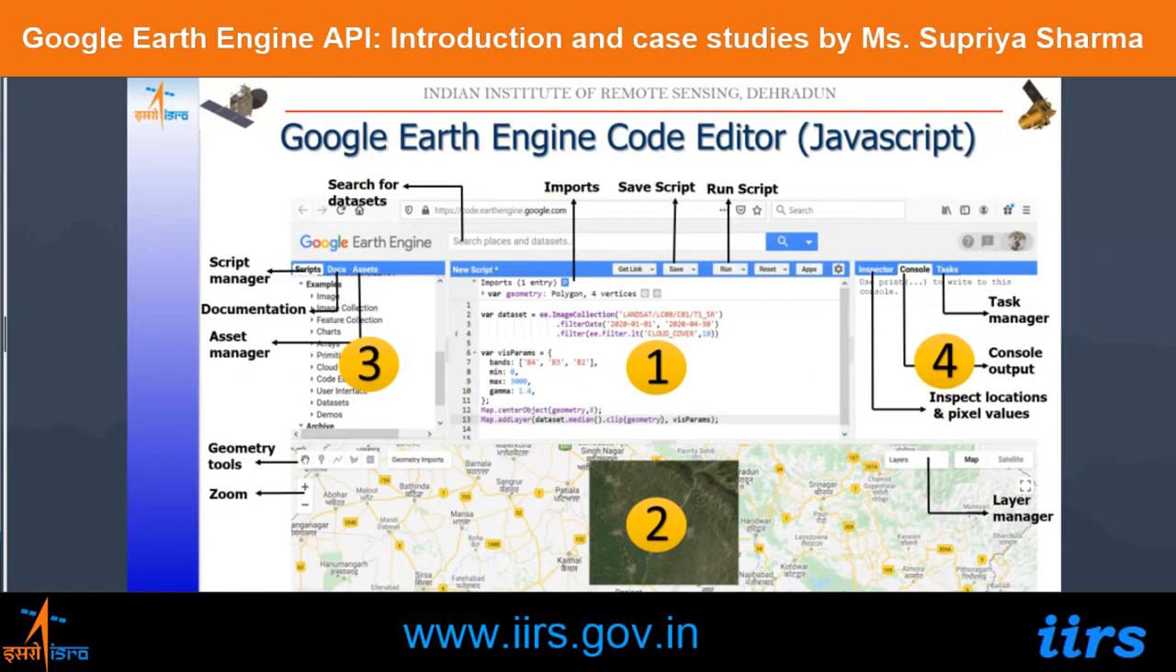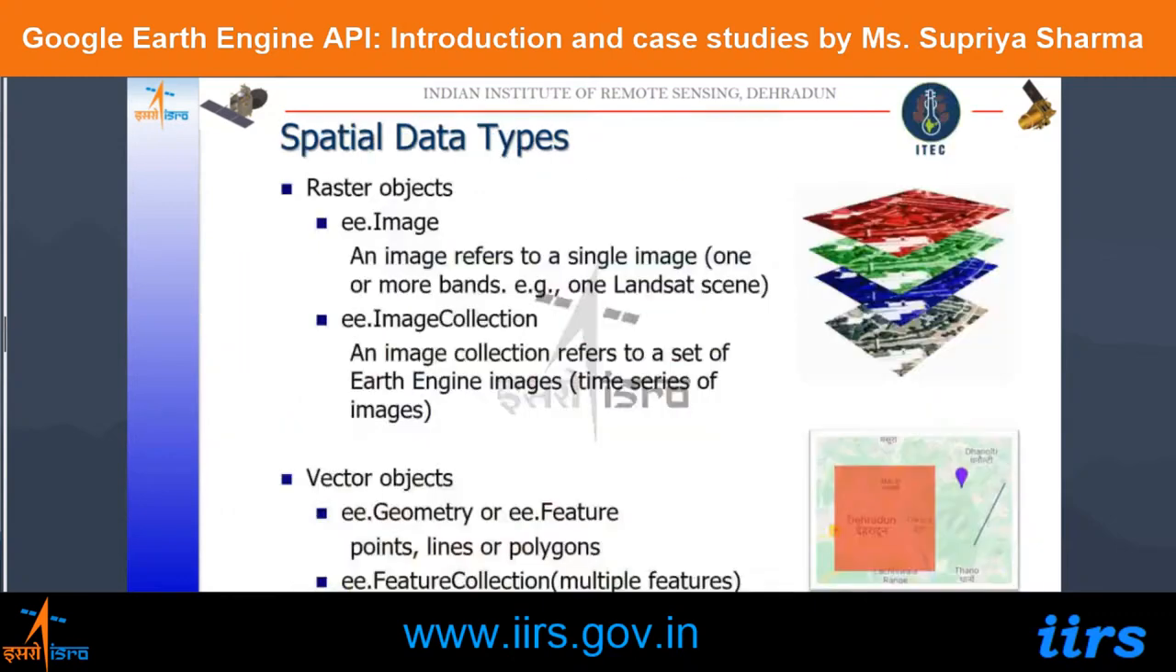So let us discuss the most fundamental data types that are available with the Earth Engine. When we talk about raster data types, the most fundamental data type is an ee.Image. Now anything that starts with ee on the Earth Engine is a server-side object, and everything else is a client-side object. So an ee.Image refers to a single image, for example, one Landsat image. An image can be composed of several pixels and can have multiple bands associated with it. It can also have several metadata properties attached to it.